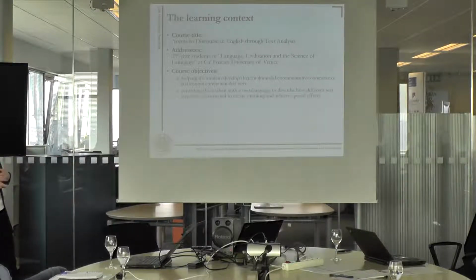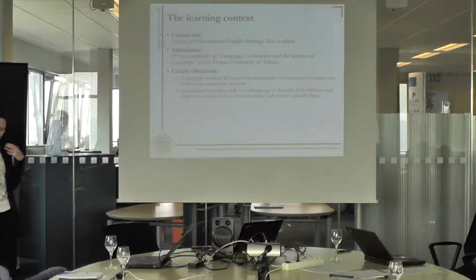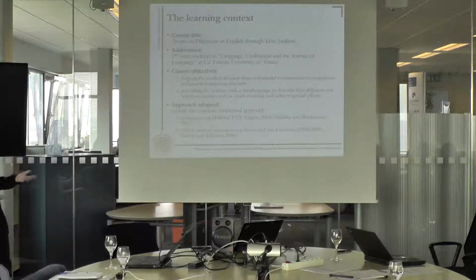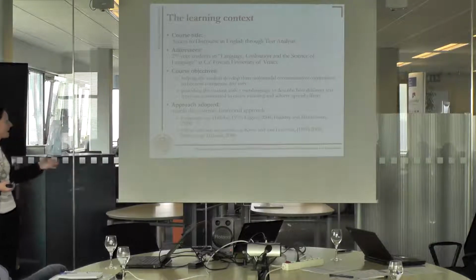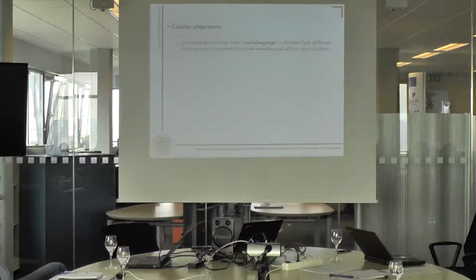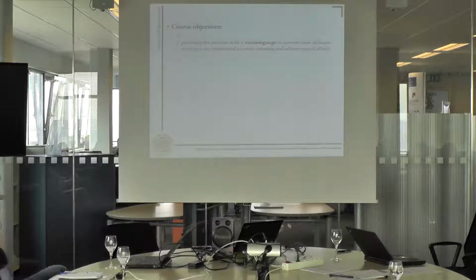Another objective of my course is that of providing the student with a meta-language to describe how different text types are constructed to create meaning and achieve special effects. So they need to learn to describe texts. The theoretical framework I adopted is mainly the systemic functional approach. So basically Halliday, the work done by Kress, Van Leeuwen, and Bateman. This is the framework. Going back to my course objectives, I said that students need to be equipped with a meta-language to describe the various text types and how they create meaning.